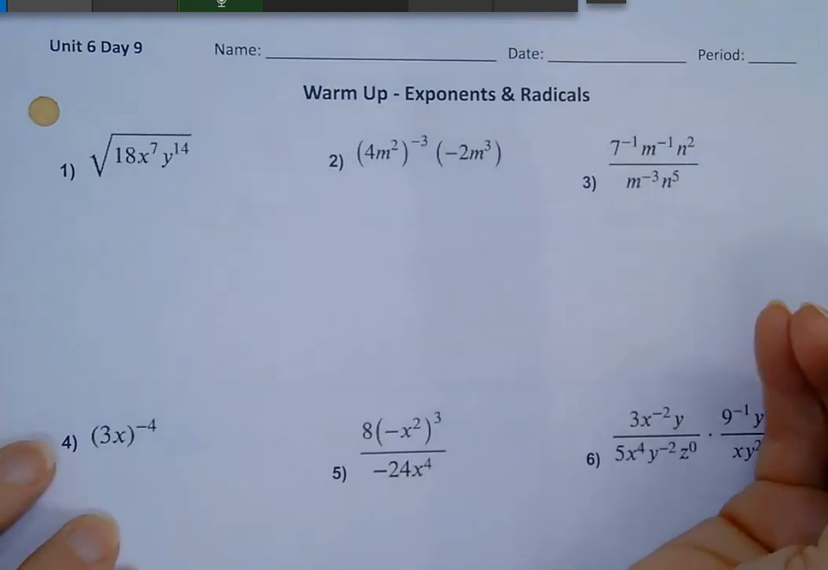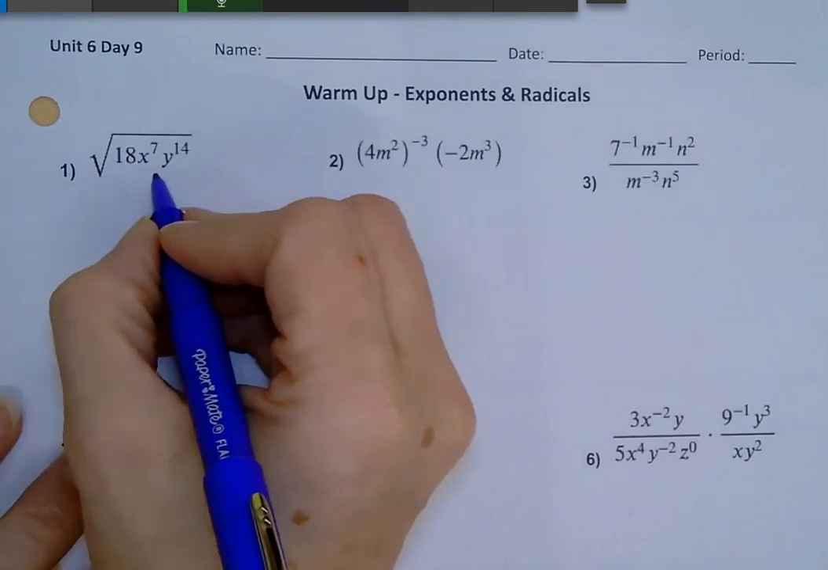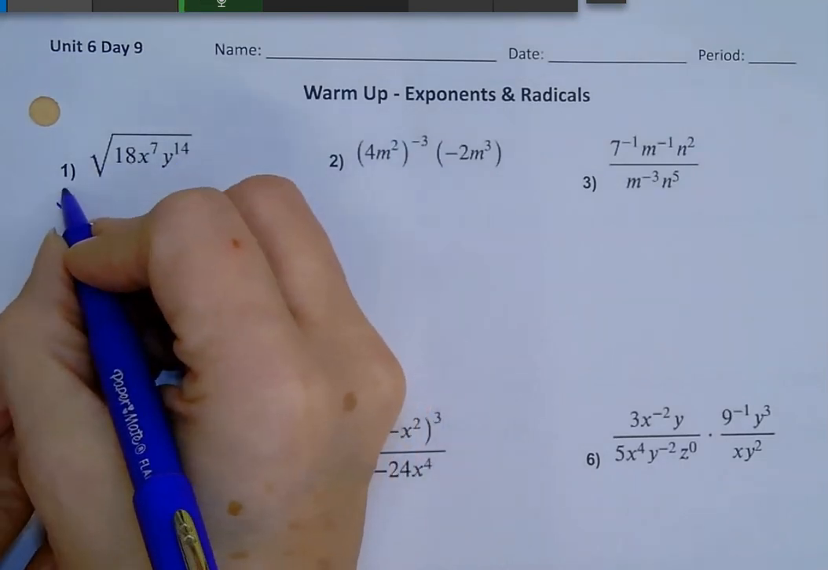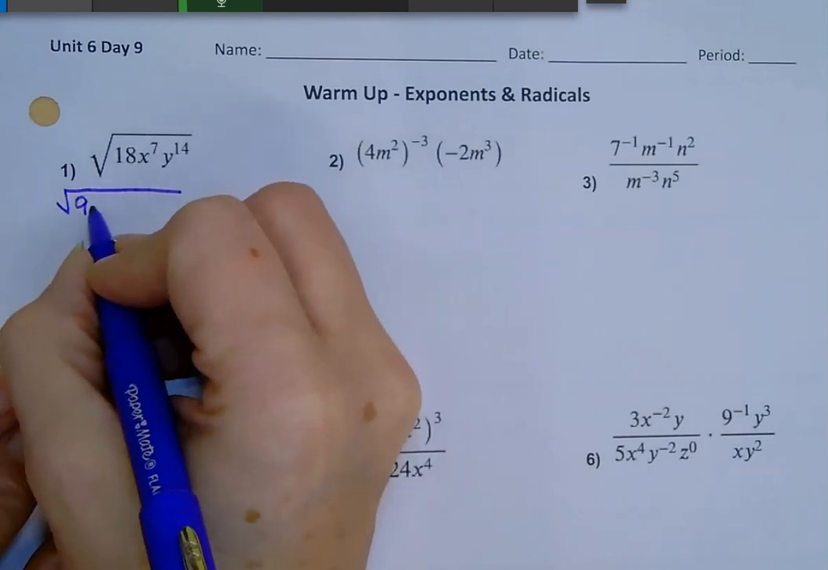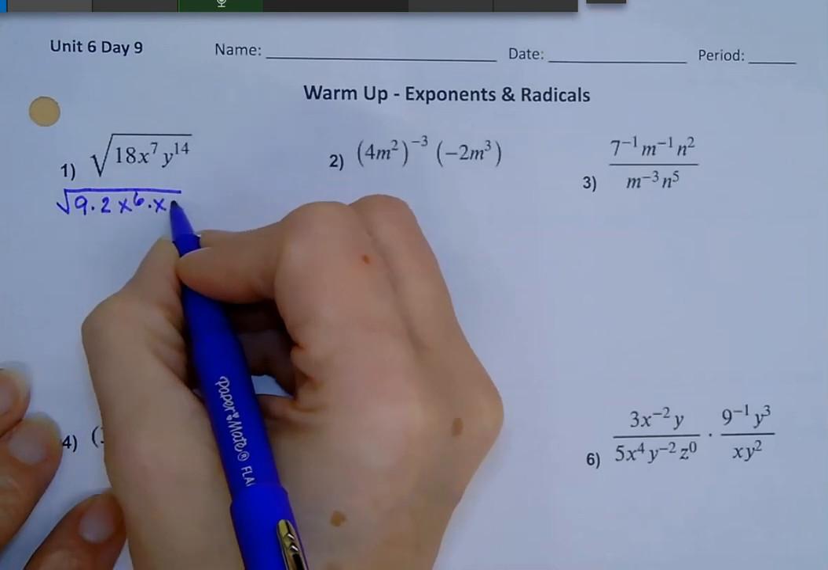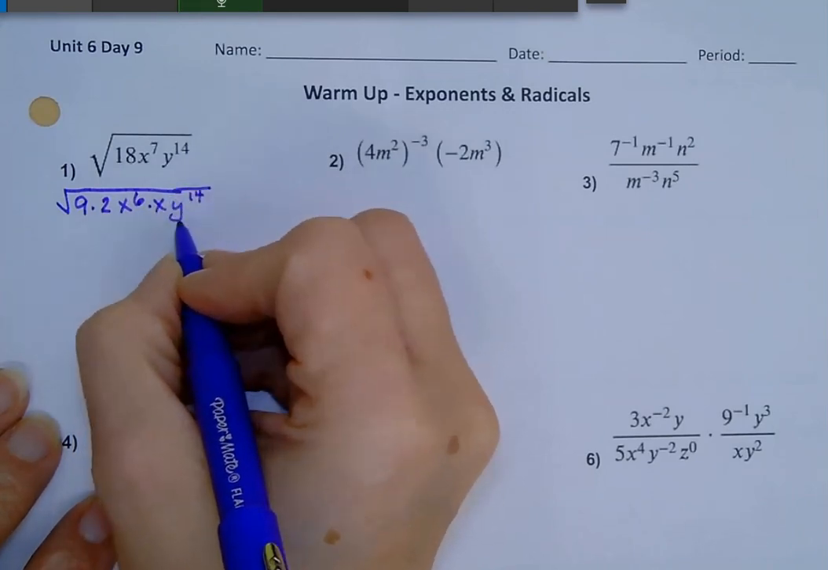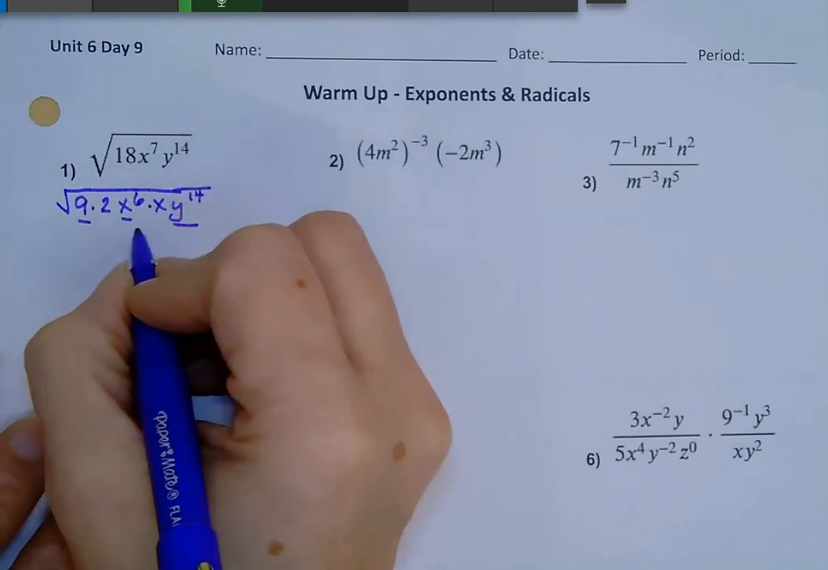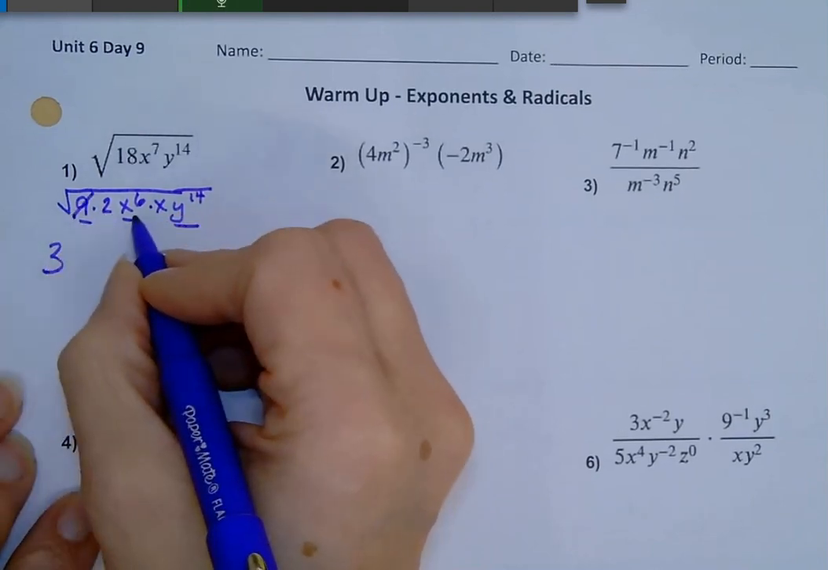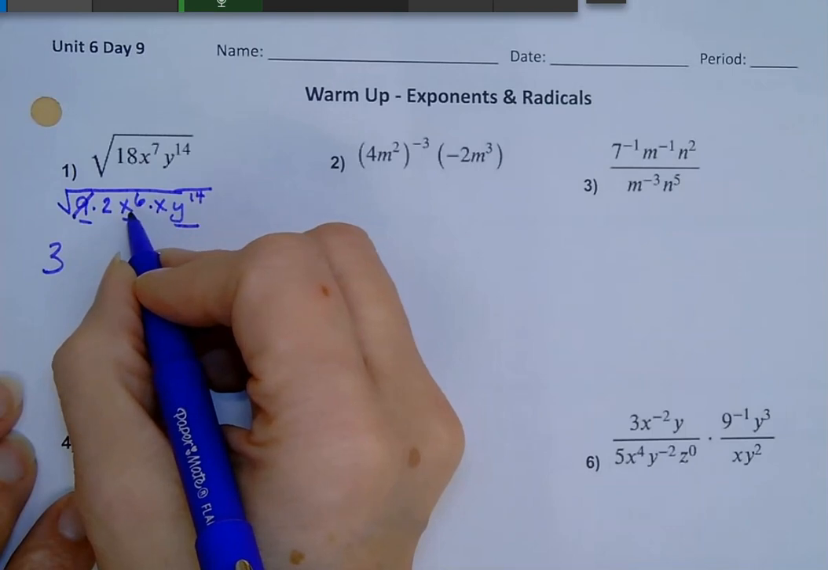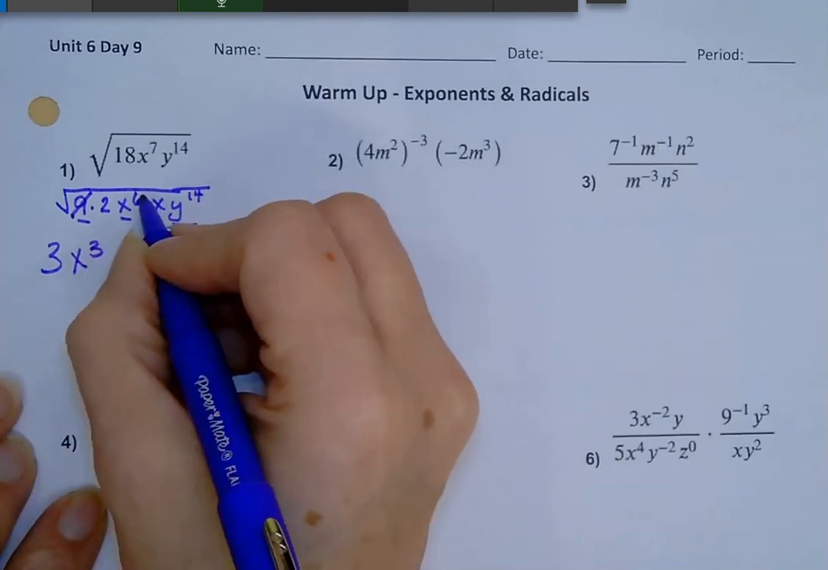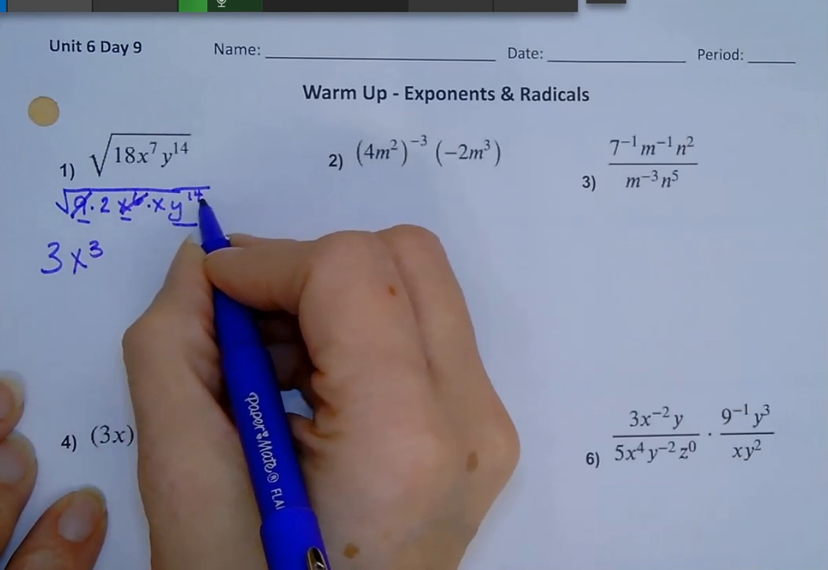So the square root of 18 x to the 7 y to the 14, I'm going to rewrite this so that I have a bunch of perfect squares. That's going to be 9 times 2 times x to the 6 times x times y to the 14. Now I can see all my perfect squares, and I'm going to pull them out. The square root of 9 is 3. That's done. The square root of x to the 6, I'm going to pull that out and say x to the 6 divided by 2, so it's x to the 3rd. That's done. And then I have y to the 14.